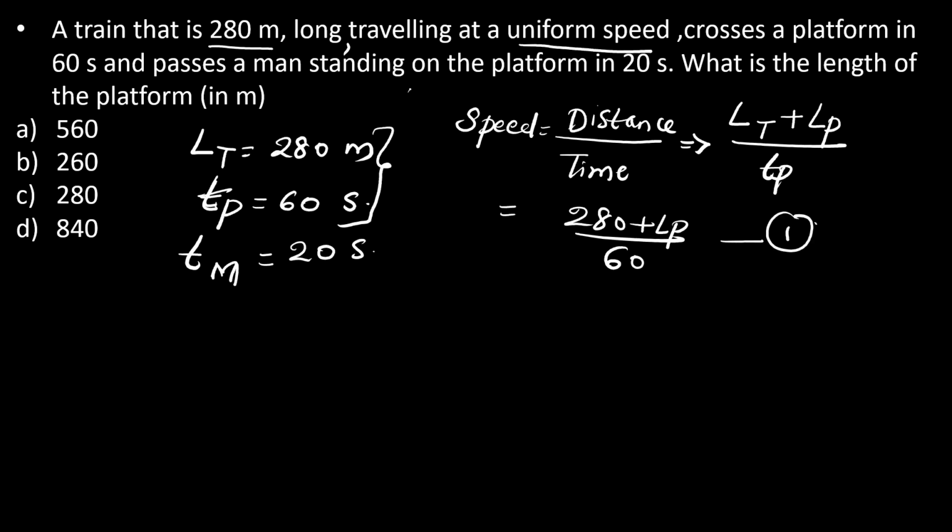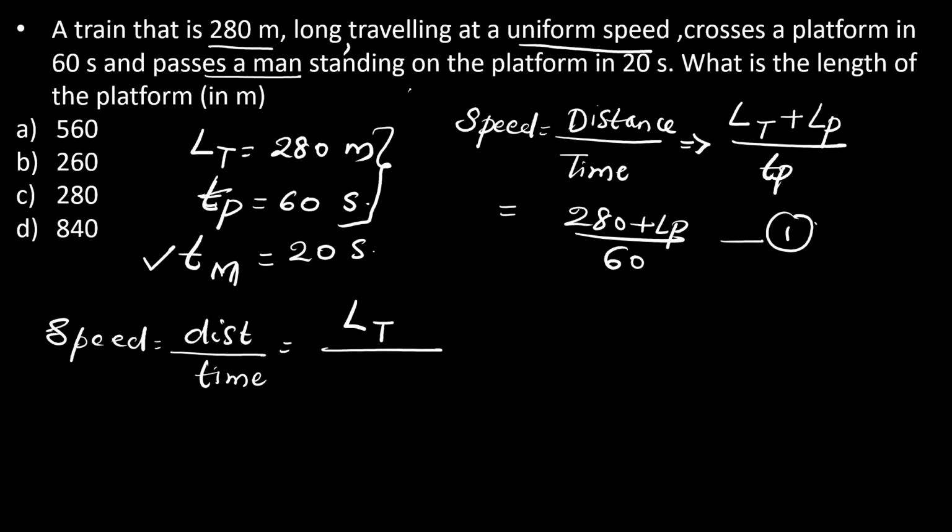Now we'll take the second case, that is the train passing a man. When the train is passing the man, what would be the speed? Speed is again distance by time, and here the distance is only the length of the train. When the train is passing the man, the distance is the length of the train, and the time to pass the man is Tm. So here LT is 280 divided by Tm, which is 20.